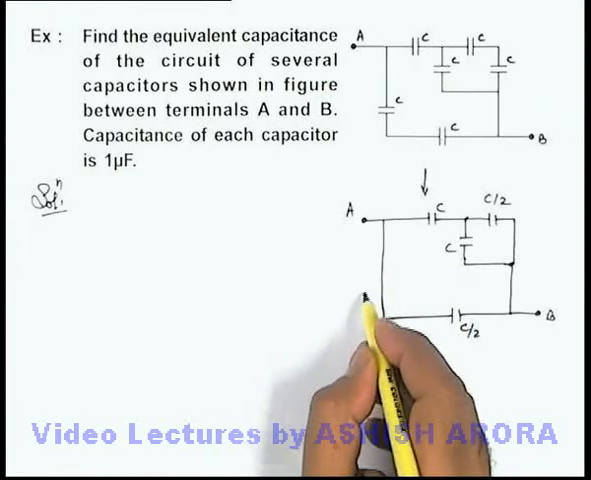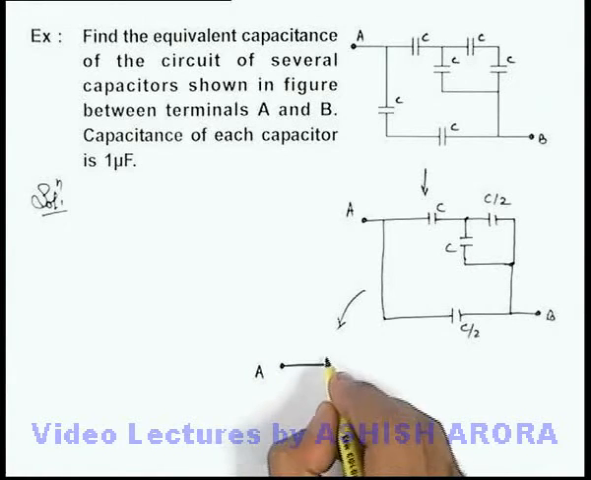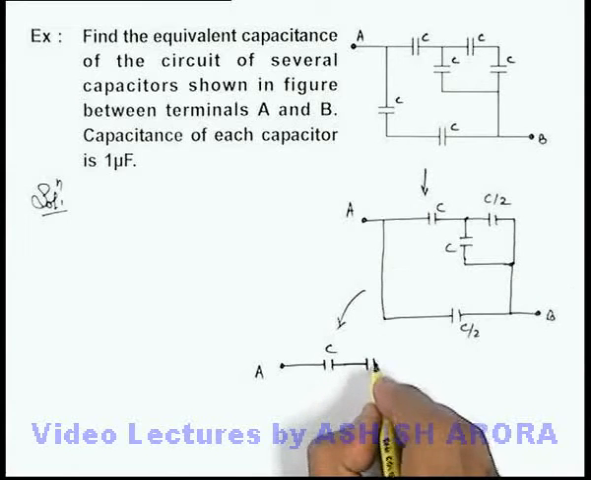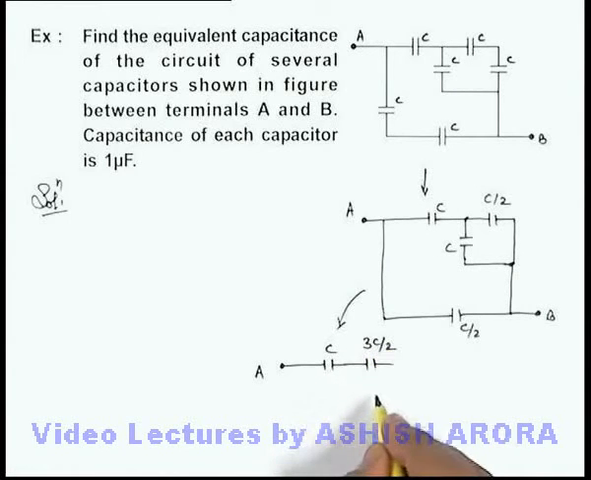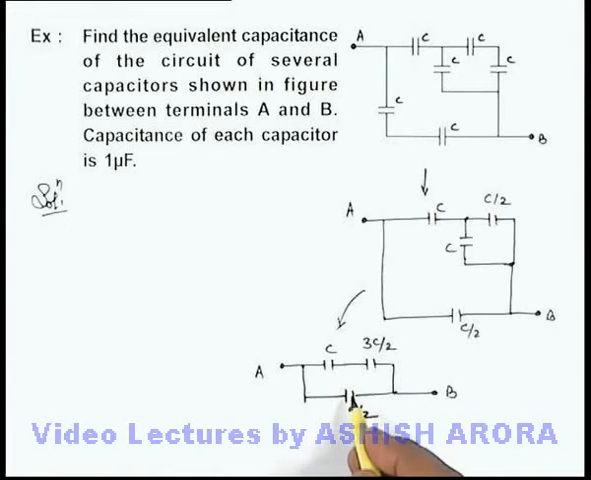C. So if we further simplify and reduce the circuit, you can see across this terminal A there is a capacitor C. In series combination with this C, there is another capacitor 3C by 2. And here, this is the terminal B. And between terminal A and B, we can connect this capacitance C by 2. Now, in this final circuit, you can see that this capacitor C and 3C by 2 are connected in series, which in turn in parallel with this capacitor C by 2.